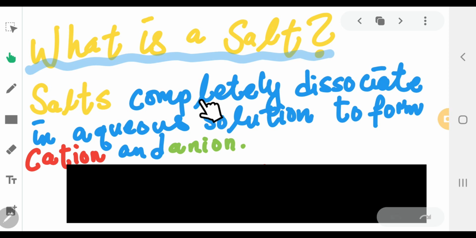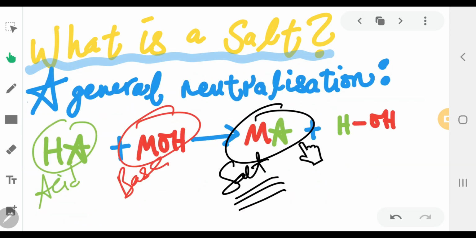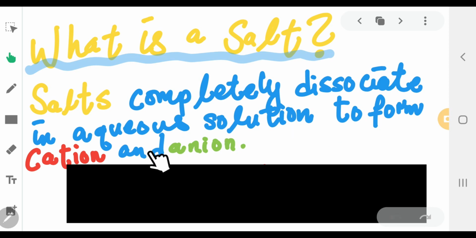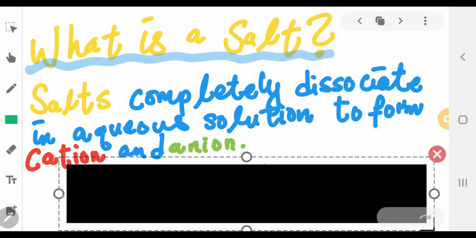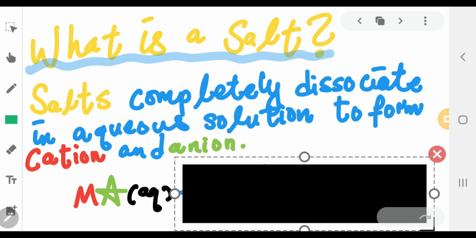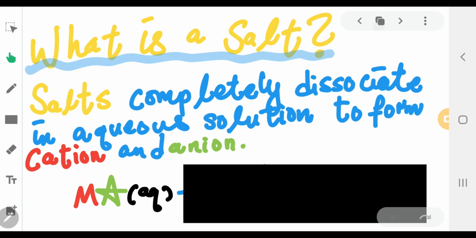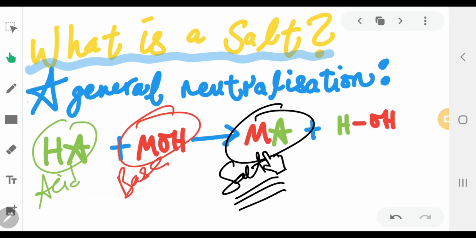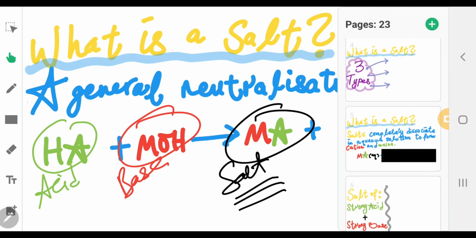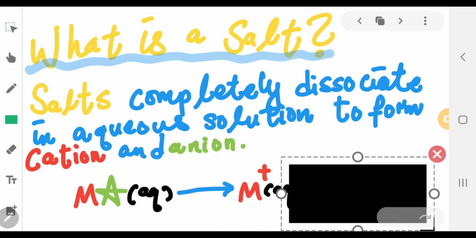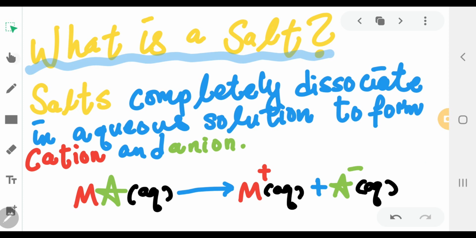Another important thing that we need to know about salts is that salts will be completely dissociated in aqueous solution to form cation and anion. So when you have your salt in the form of a solid and you dissolve that in aqueous solution, you will have it in the form of cation and anion. They will be completely dissociated to form these two ionic species. So this salt over here is dissolved in aqueous solution, and what you have is the production of cations and your anion right here.